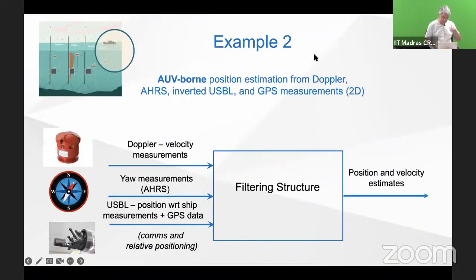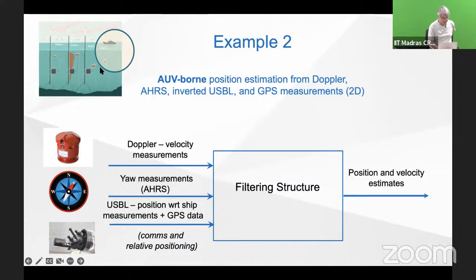Okay, let's think of a more complicated and exciting case. So now suppose that you are on board a ship and you have a vehicle underwater. And this vehicle underwater has a Doppler. So it's getting measurements of velocity with respect to the water or with respect to the seabed. And then also your measurements.